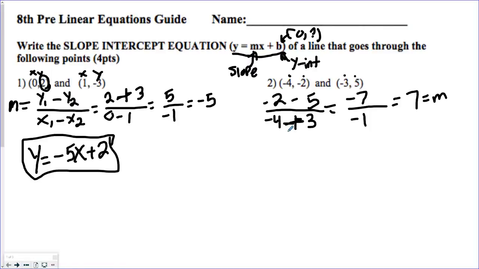Now, to do it the long way, you have to pick a point of reference. And that point of reference is one of the points that you were given. So you can pick any of these pairs of points here. I'm going to pick this one right here. So -3, comma, 5 is going to be my point of reference. And then, of course, 7 is my slope.